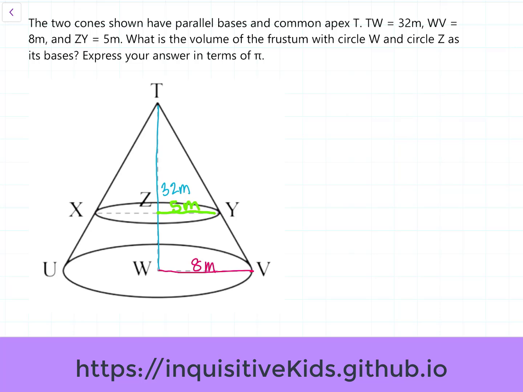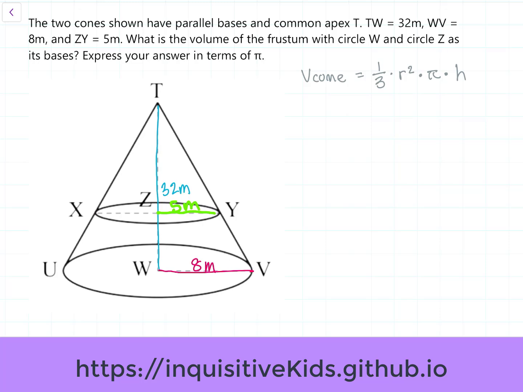How can we find the respective volumes of the small and the big cones? Well, when solving for the volume of a cone, we multiply 1/3 times the radius squared times pi times the height. So this part is really just a cylinder, and then we take 1/3 of that cylinder. That's how we find the volume of a cone.